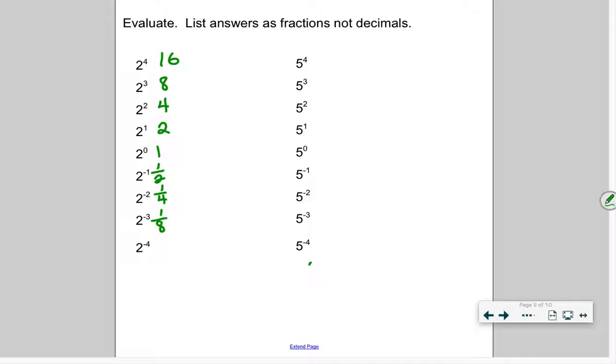And 2 to the negative 4? 1/16. What do you notice in our pattern? Keep dividing by 2. What else do you notice? Yeah, expand on that. They're the same numbers, but one's a fraction. What kind of a fraction are they? A negative, a positive.